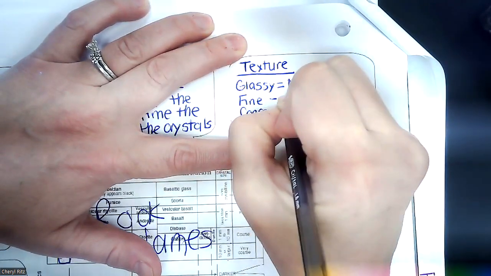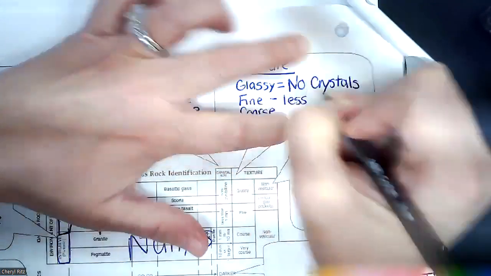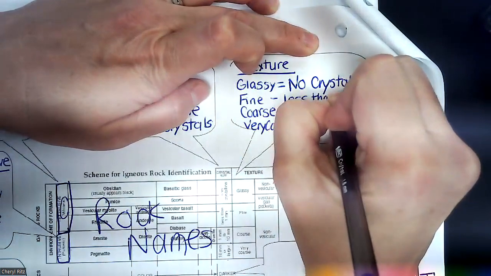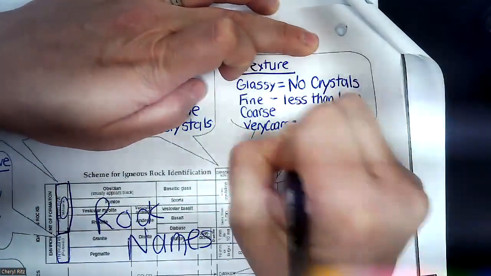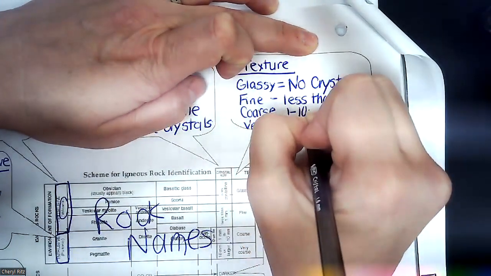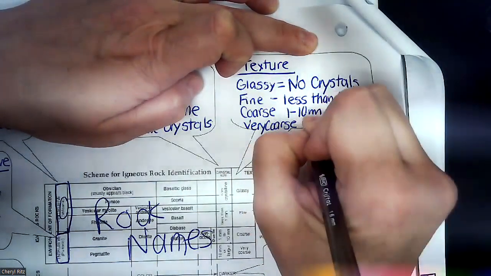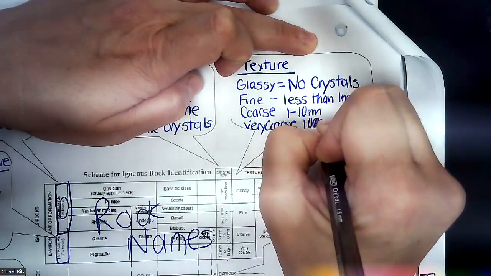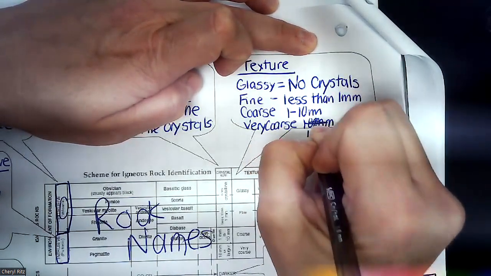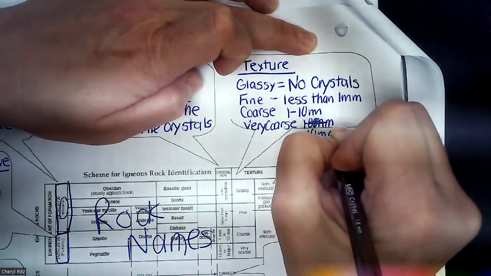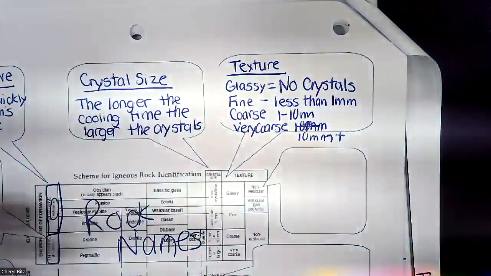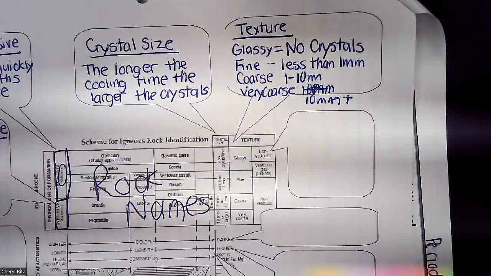Fine is less than 1 millimeter. Coarse is 1 to 10 millimeters. And very coarse is 10 millimeters or larger. So I'm just going to do 10 millimeters plus. Again, you don't have to memorize any of this. It's just right there on the reference table. You just need to remember to look.